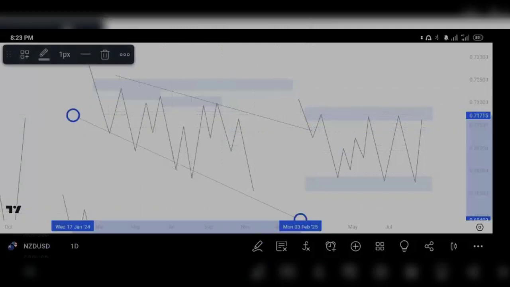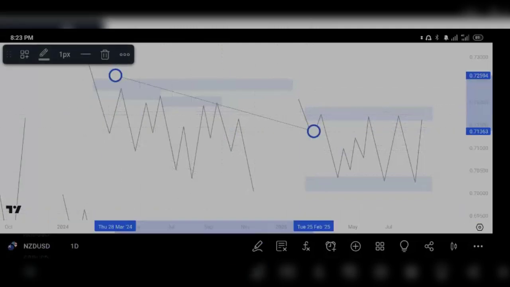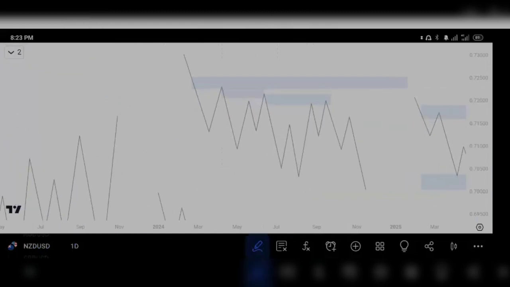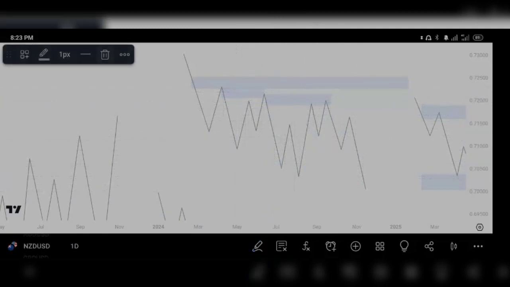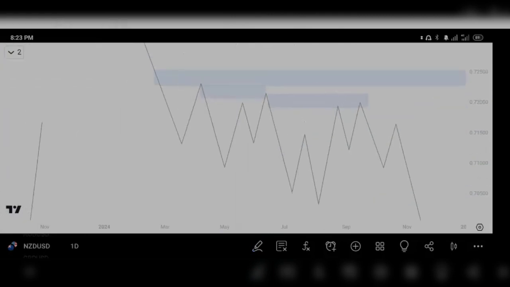Now, when we have a downtrend, what do you expect? A series of lower highs, lower lows, lower highs, lower low, lower high, lower low. And this is the concept of supply zone. Supply zone. Let me actually label it for us to see.